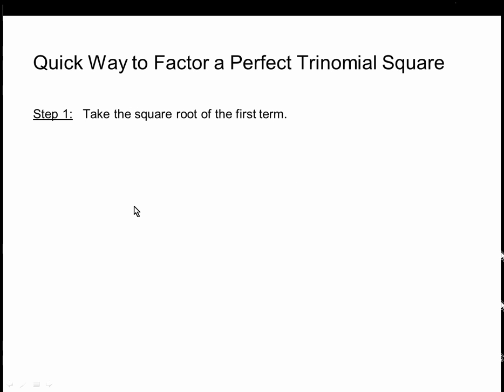So, step 1, take the square root of the first term. For variables, that means divide the exponent by 2. Step 2, keep the sign of the middle term. If it's a plus, you write a plus. If it's a minus, you write a minus.